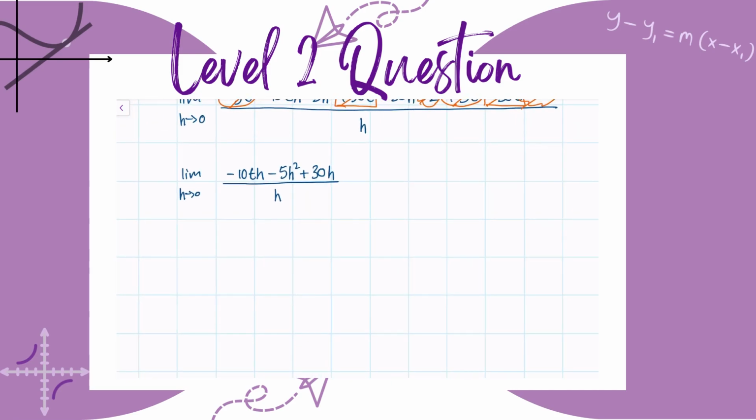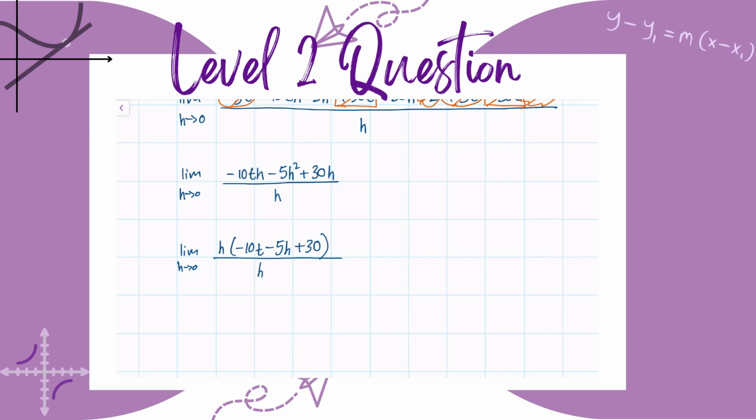So from here, I'm going to take h in common. So I have limit h approaching 0, h times (negative 10t minus 5h plus 30). Now, you guys might be wondering, well, I could have also taken 5 in common. Why didn't I? Well, we need to plug in 4 into the equation after, and I just don't want to deal with expanding again. So this is my way of making it less work.